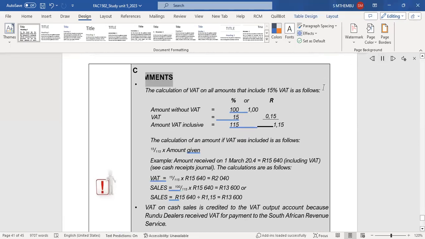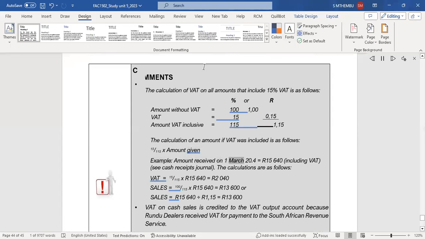The calculation of VAT on all amounts that include 15% VAT is as follows. Percent or Rand: amount without VAT equals 100, VAT equals 15, amount VAT inclusive equals 115. The calculation of VAT if the amount given includes VAT is as follows: 15/115 x amount given.